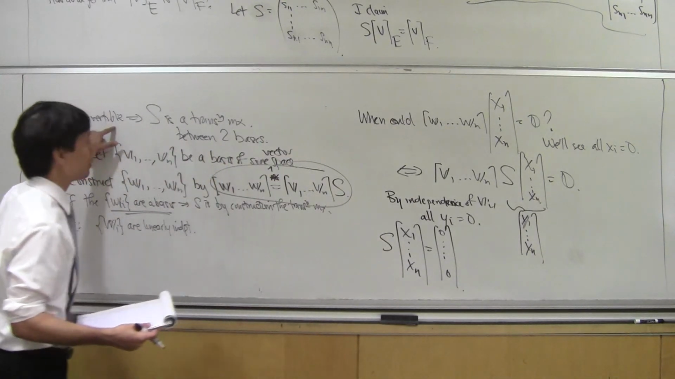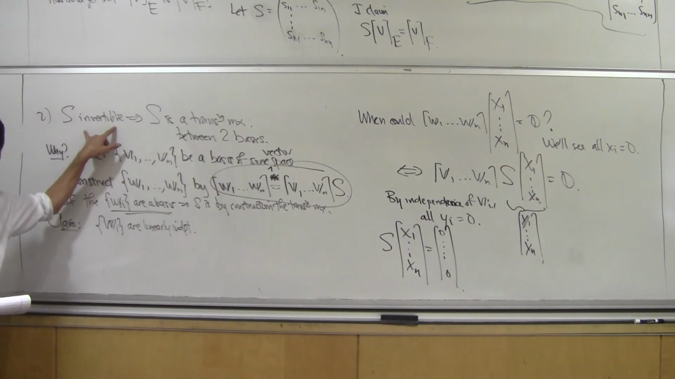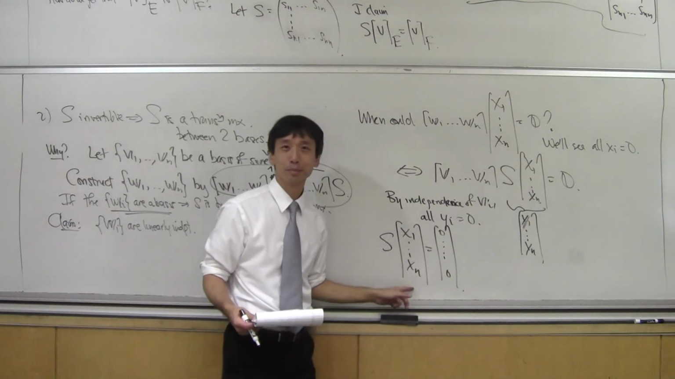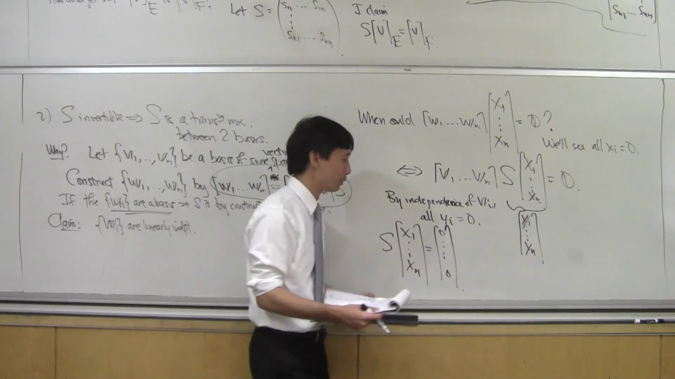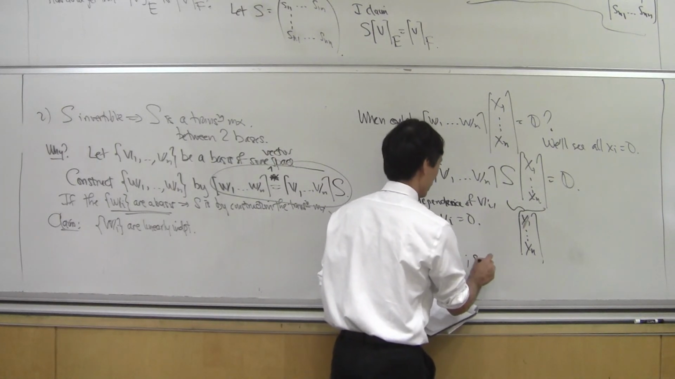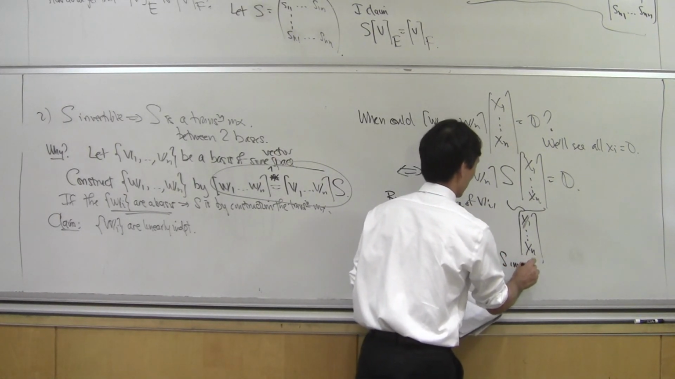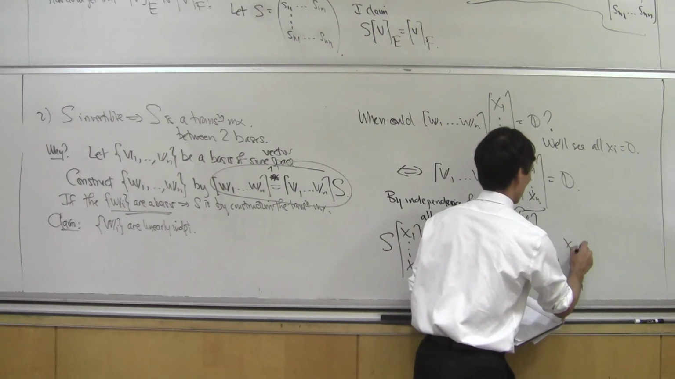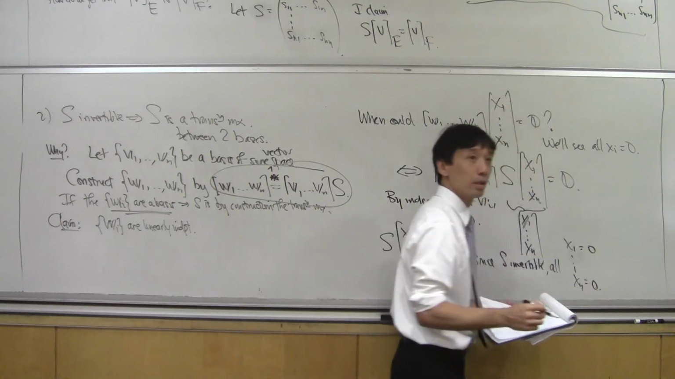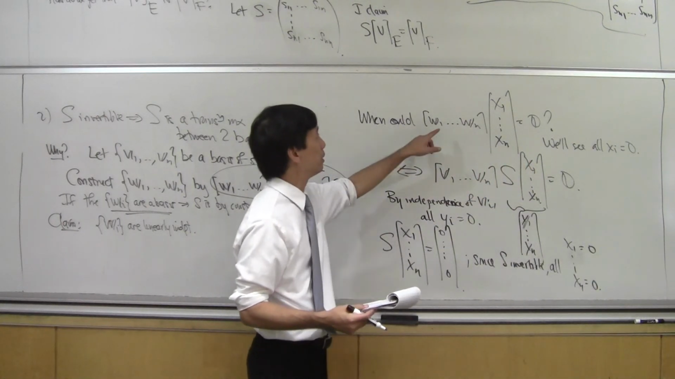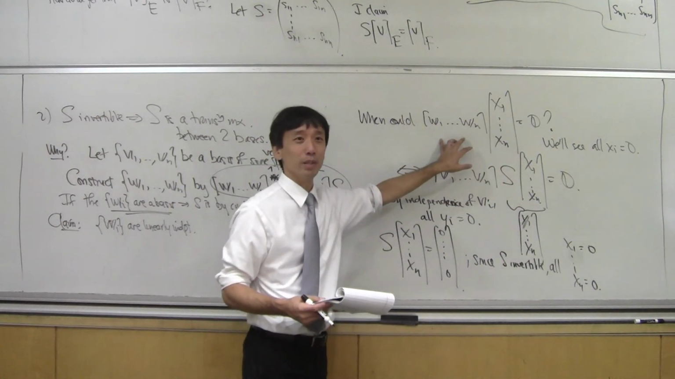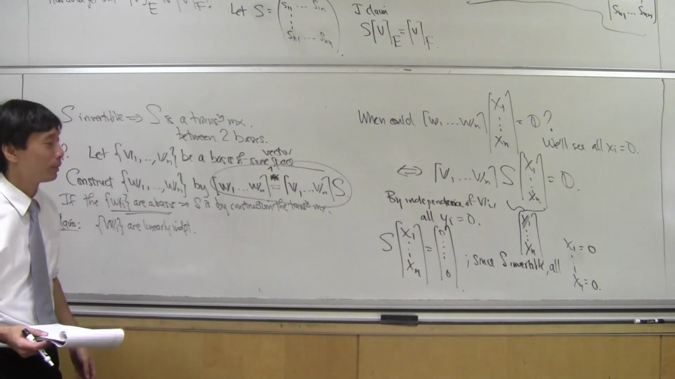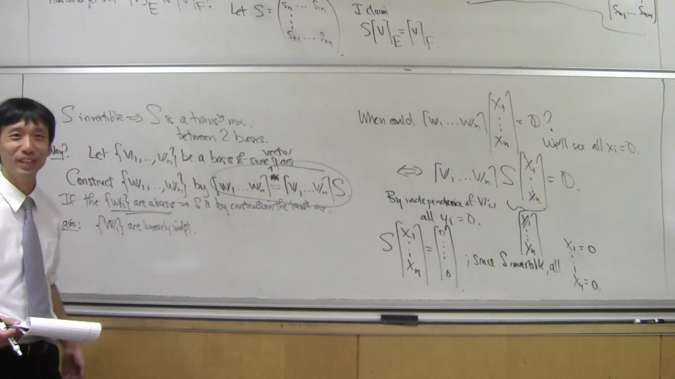But S was an invertible matrix. So what do we know about the x_i's? They're all zeros, right? Since S is invertible, all the x_i's are 0. And so we have linear independence of the W's. It's useless, but kind of cool.